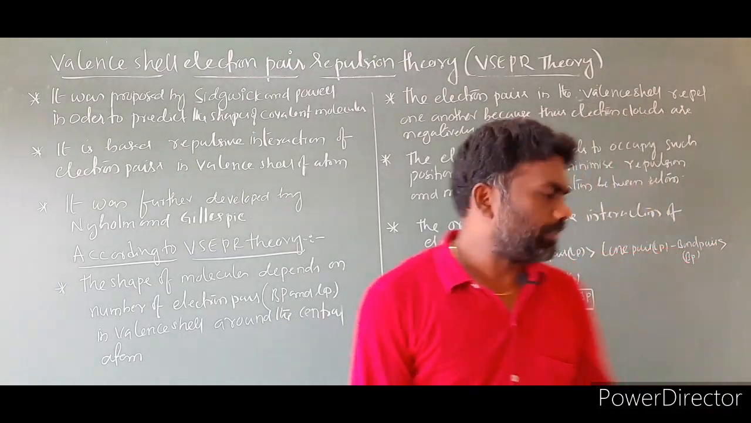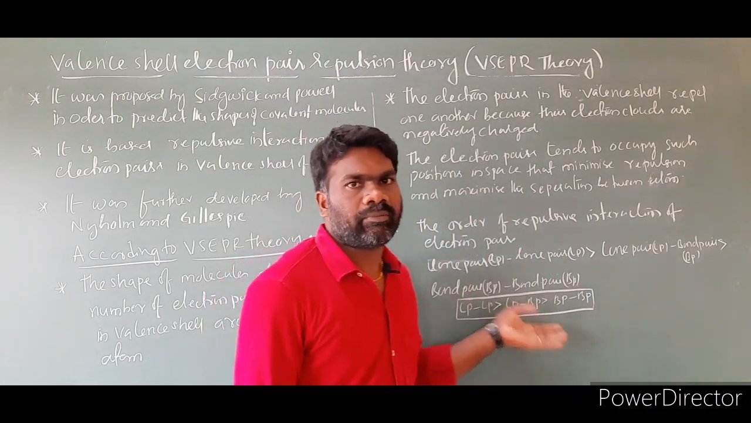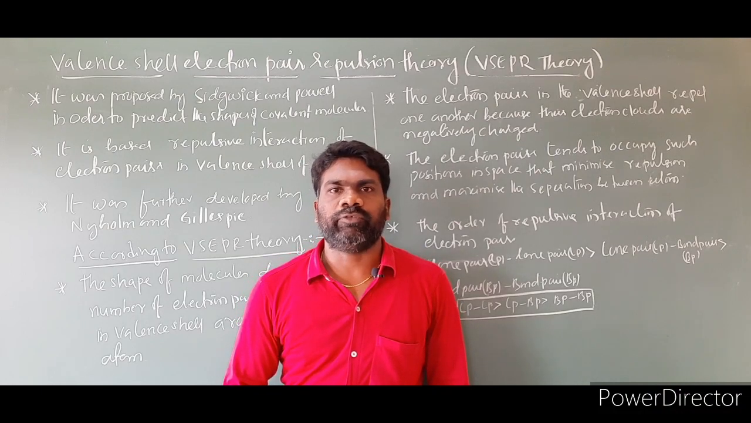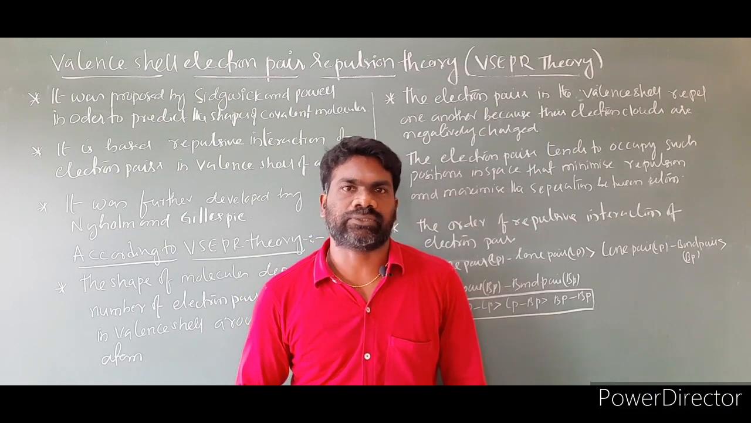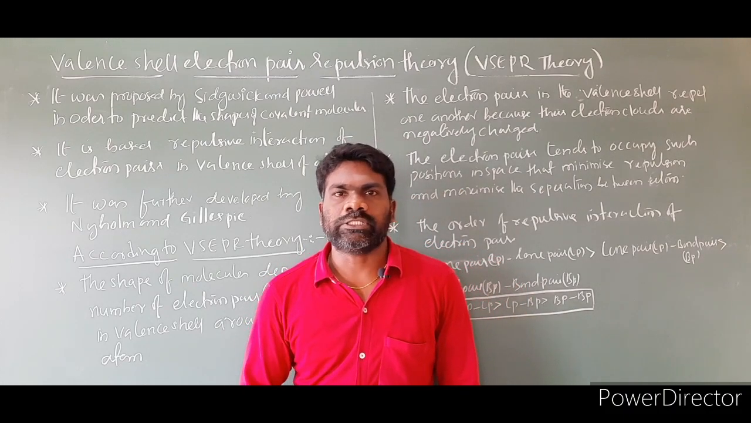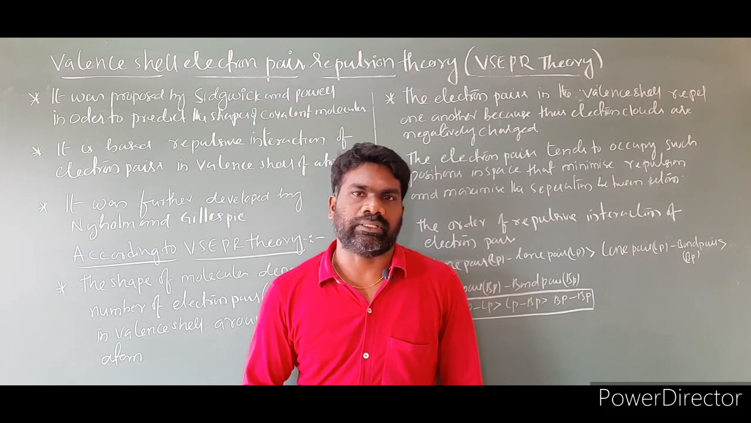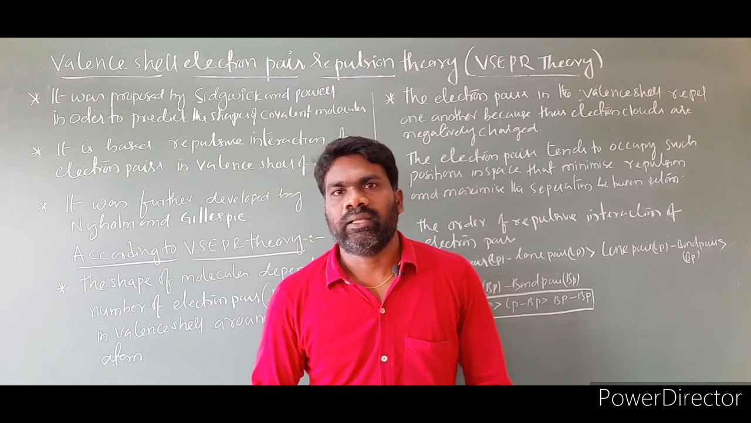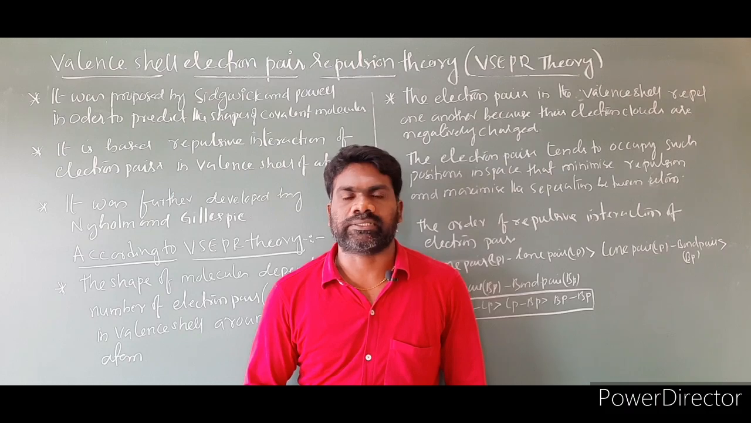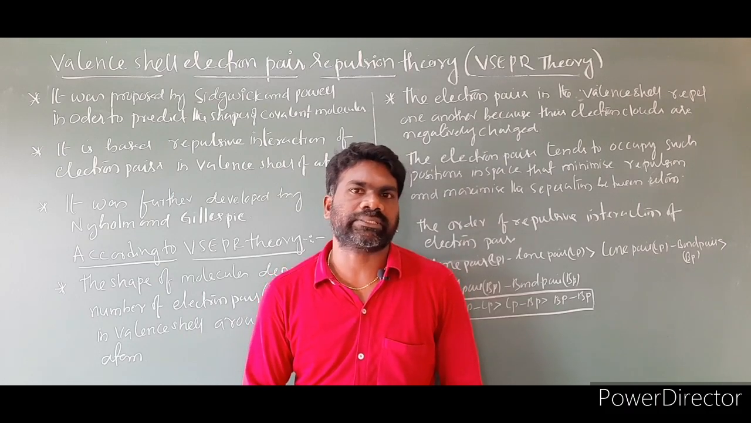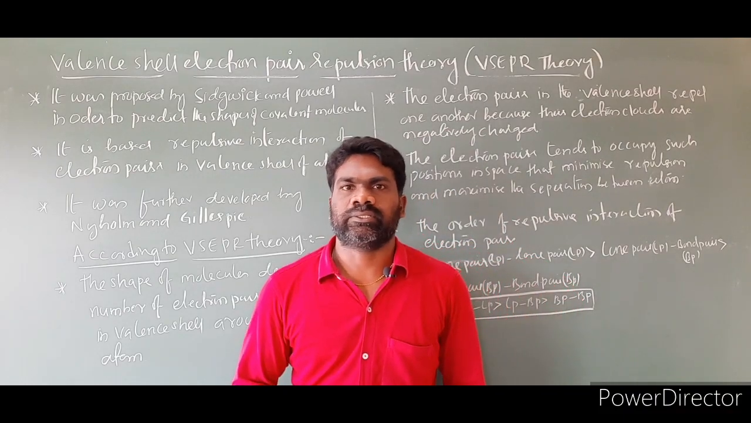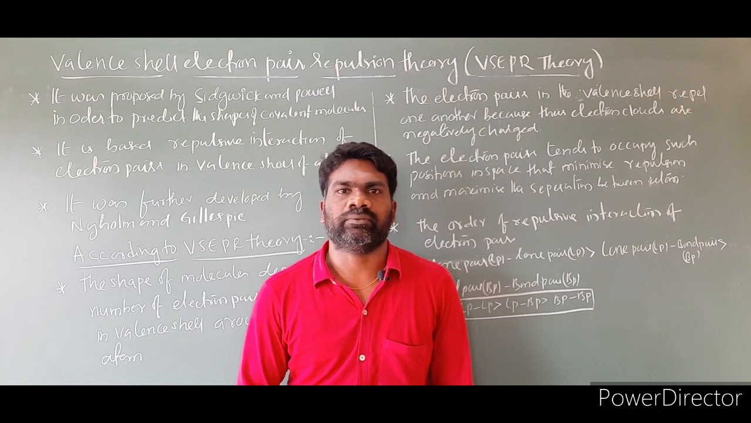This is the repulsive order of electron pairs in a molecule, in the valence shell. Now, to explain the shapes of molecules, we divide them into two categories in order to predict the shape of the molecule. The first category is molecules with no lone pairs of electrons, and the second category is molecules with one or more lone pairs of electrons. Let us discuss both of them one by one.